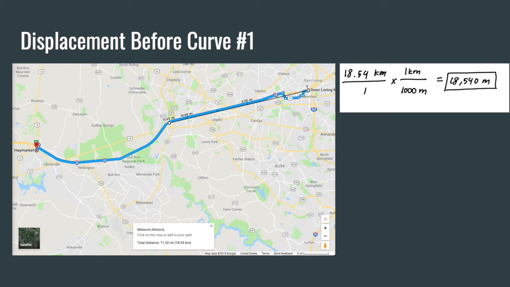The displacement before the first curve was measured by finding the straight distance from the curve to the Dunn-Loring metro station, which was shown to be 18.59 kilometers. Then, using dimensional analysis, this value was converted to meters, which was 18,540.